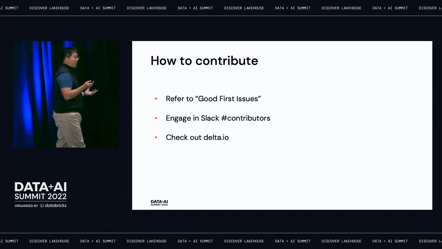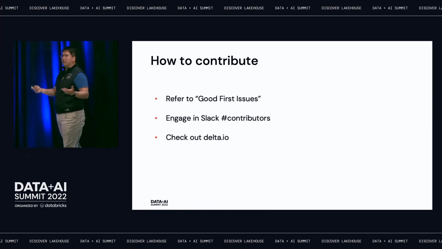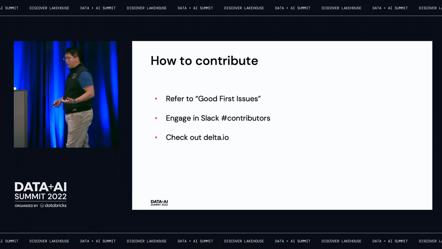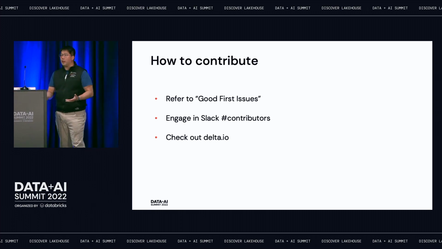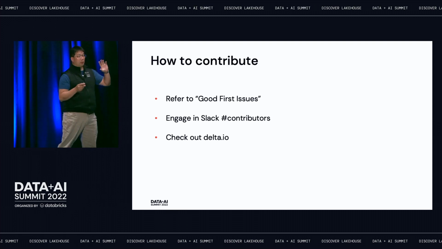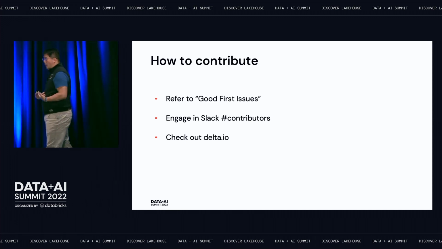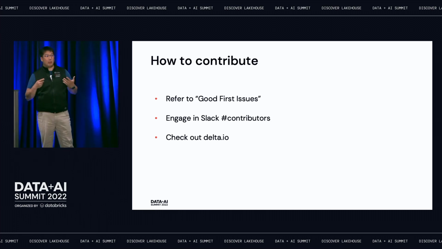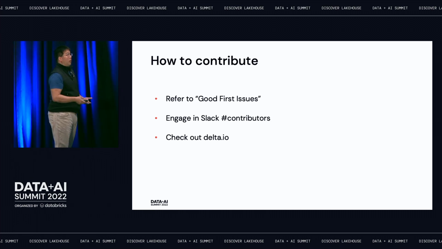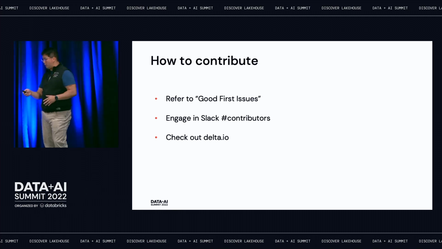For example, we have a bunch of people, I think I see you in the audience, who are interested in the Golang developer, Golang Delta connector, absolutely. These are things that we would love to have help with. Engage with us. Go to Delta user Slack. Specifically, there's even a contributors channel where you can ask us questions. And then, of course, Delta.io, the website, where we provide all this information. That's the best way you can help us contribute.